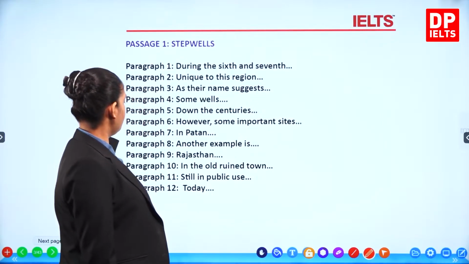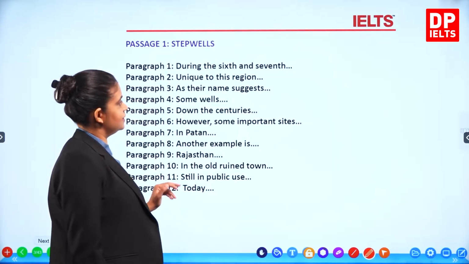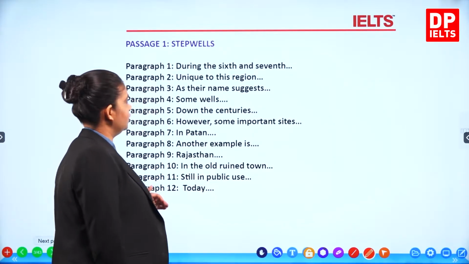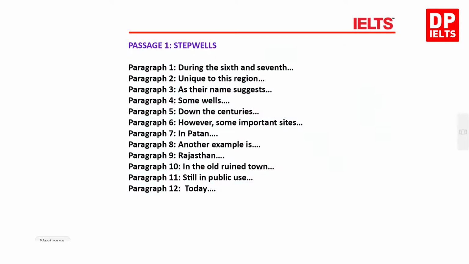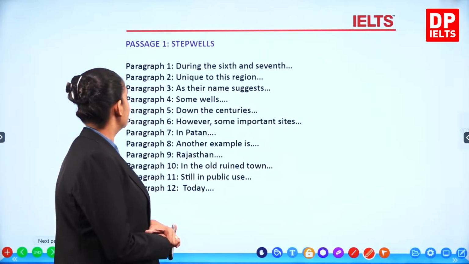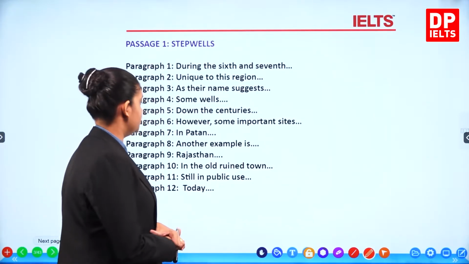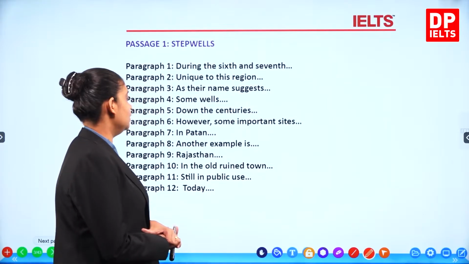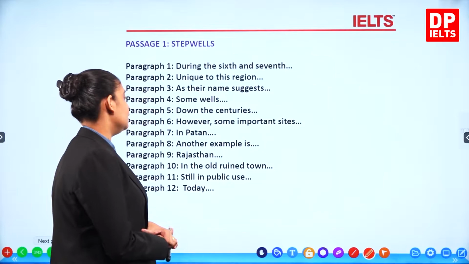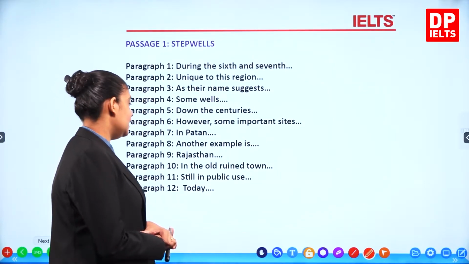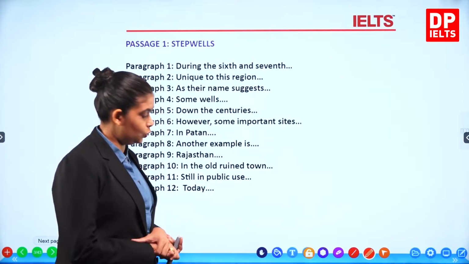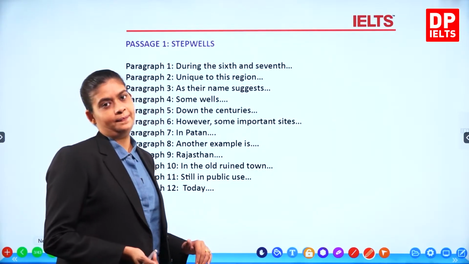Right, so here we have para 1 to 12. 1 during the 6th and 7th it goes on. Para 2 unique to this region. Para 3 as their name suggests. 4 some wells. 5 down the centuries. 6 however some important sites. 7 in Patan. 8 another example is 9 Rajasthan. 10 in the old ruined town. 11 still in public use. 12 today. Okay?